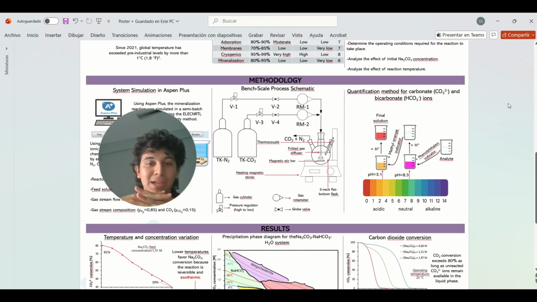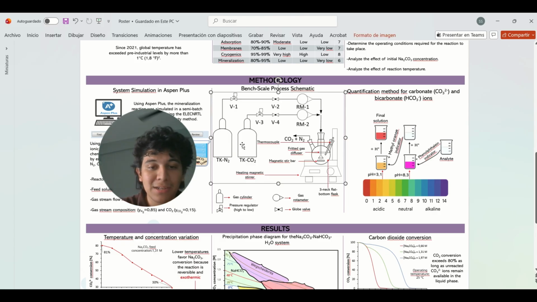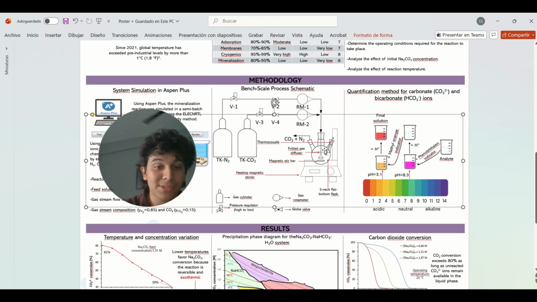Now let's talk about the bench scale process schematic. You can see a gas cylinder, and then a pressure regulator, and then a globe valve, and then a gas rotameter. And this is my reactor in the laboratory. This reactor has a thermocouple, a magnetic stir bar, a heating magnetic stirrer, and a treated gas diffuser. This reactor is a three-neck flat-bottom flask.